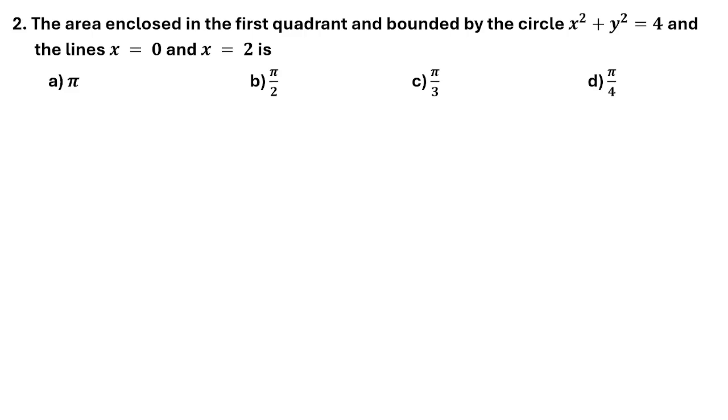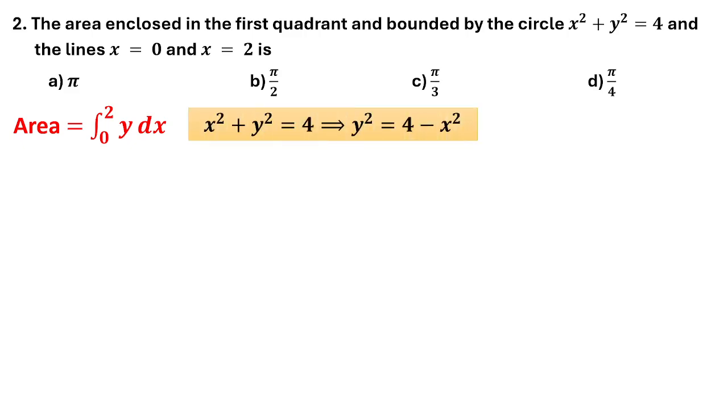The area enclosed in the first quadrant and bounded by the circle x square plus y square is equal to 4 and the lines x is equal to 0 and x is equal to 2. We know the formula. Area is always integral a to b y dx for this, because x is equal to 0 and x is equal to 2 is given. Therefore, from 0 to 2, it is in the first quadrant only. Therefore, simply we have to find integral 0 to 2 y dx.